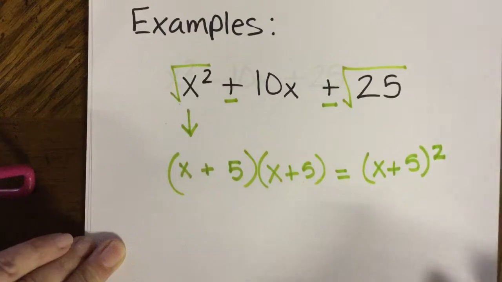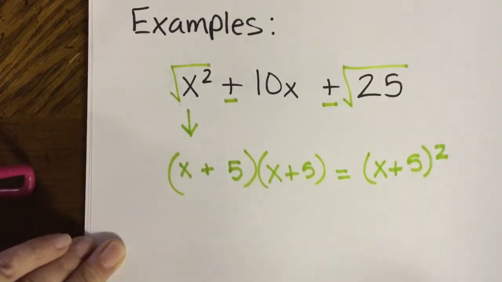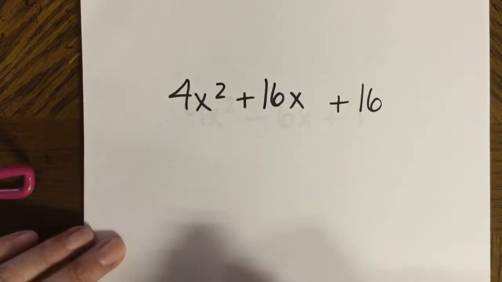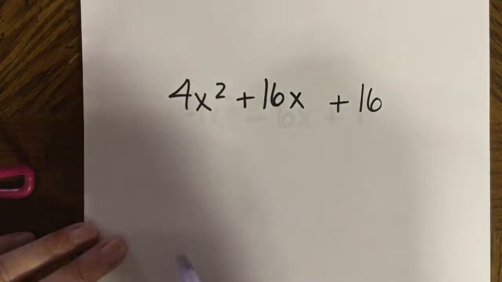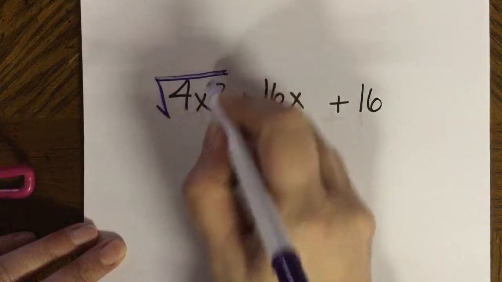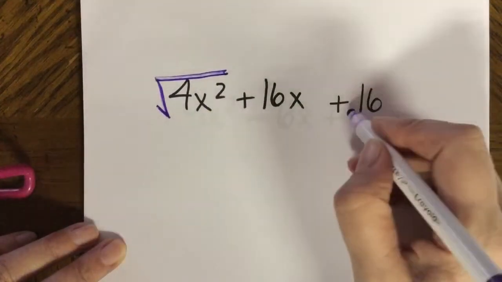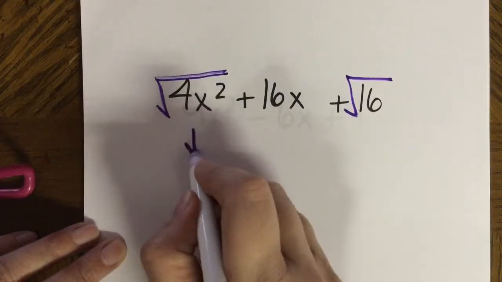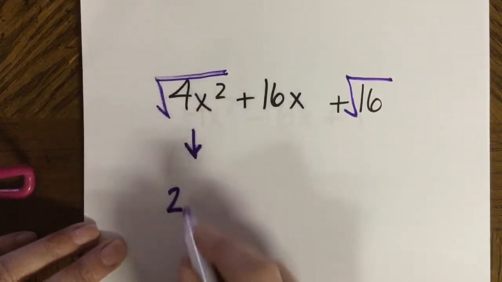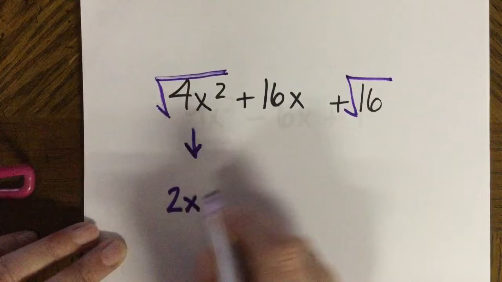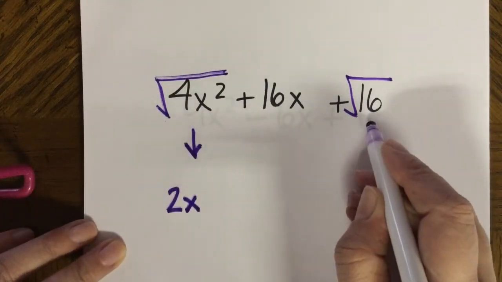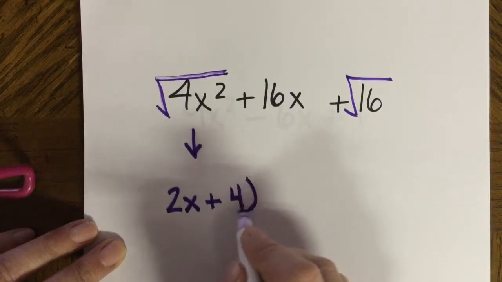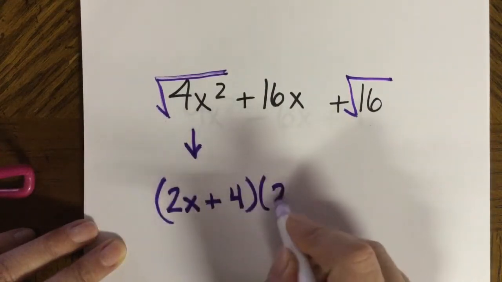Okay, perfect square trinomials. Let's look at another example. Now remember, let's look at this one. I have 4x squared. Perfect square. Let's see if we can take the square root of it. The square root of 4 is 2. The square root of x squared is x. The square root of 16 is 4.